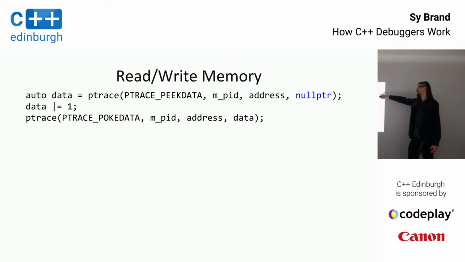So you call peek data, and on 64-bit x86, you will get back 64 bits. And if you call poke data, then you're writing 64 bits. So if you want to set a megabyte, you're going to be making a lot of syscalls. And every single one of these has to make a round trip through to kernel mode and all the way back again. So this becomes super, super expensive.